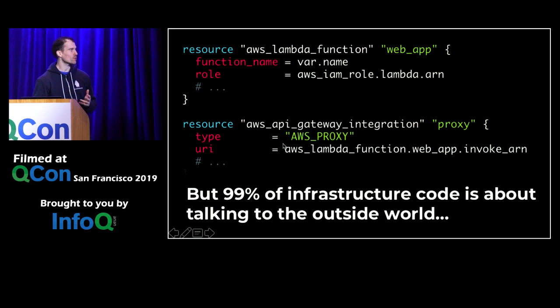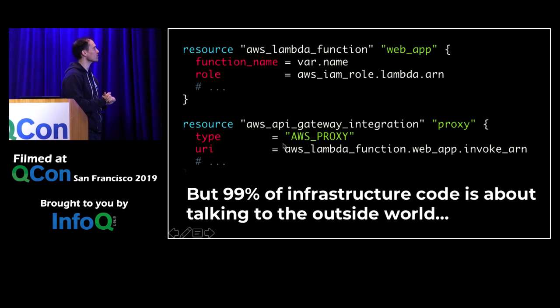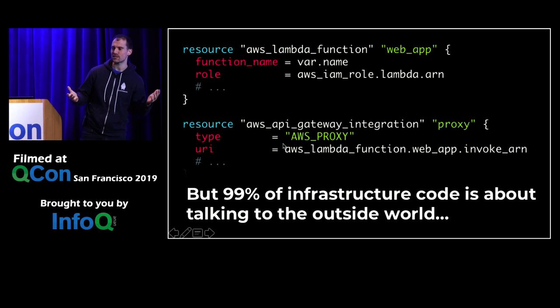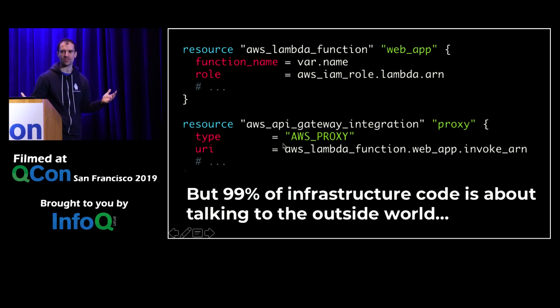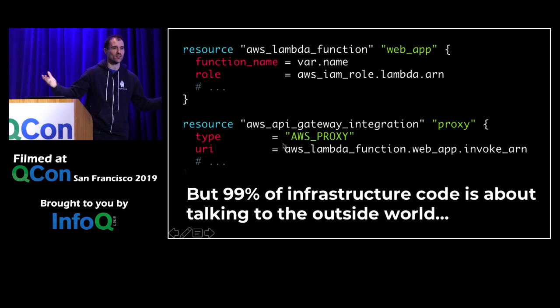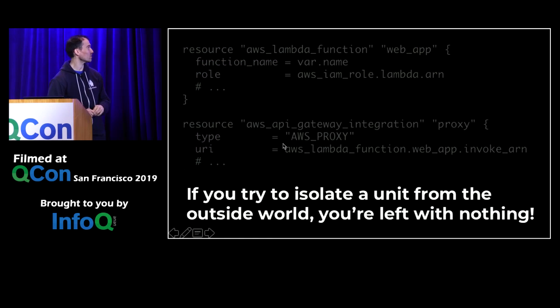But if you actually go look at most infrastructure code, so here's some Terraform code, what's this code doing? All it's doing is talking to the outside world. That's 99% of what your code is doing. Whether it's Kubernetes, CloudFormation, AWS, all it really does is talk to the outside world. If you try to isolate the outside world, there's really nothing left to test.